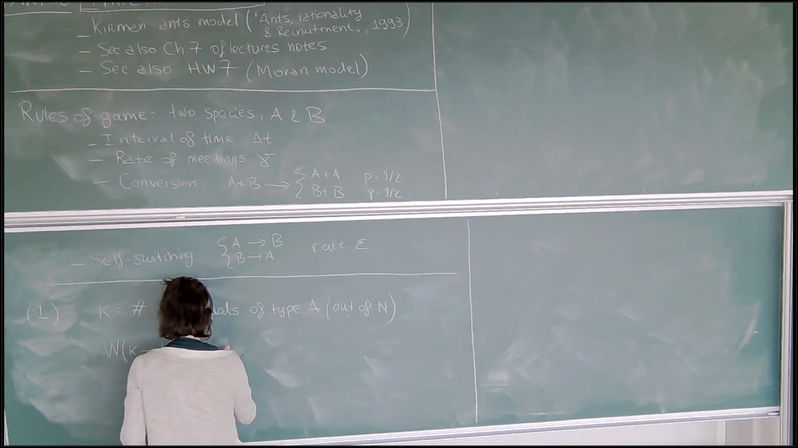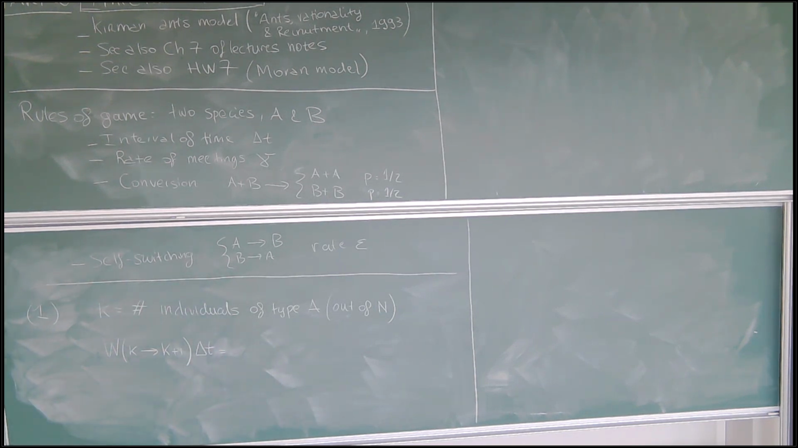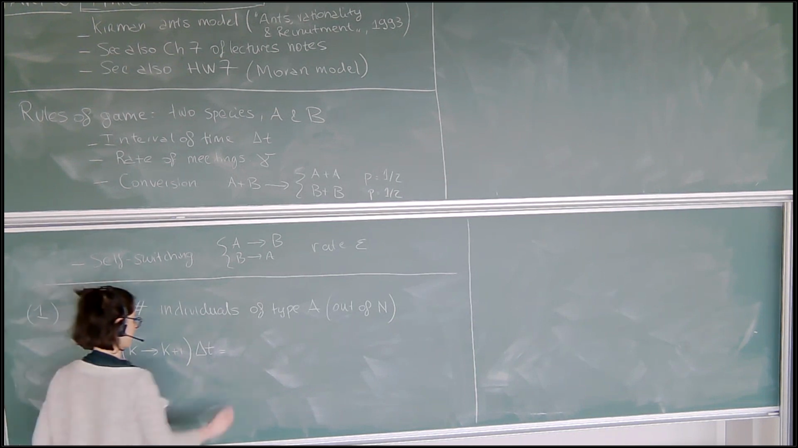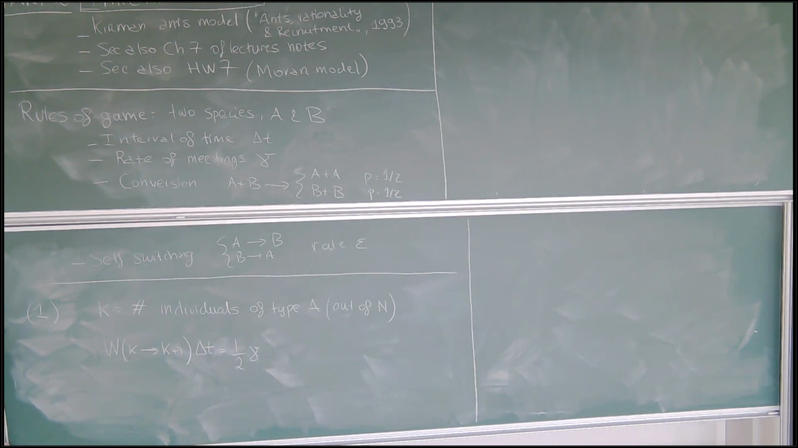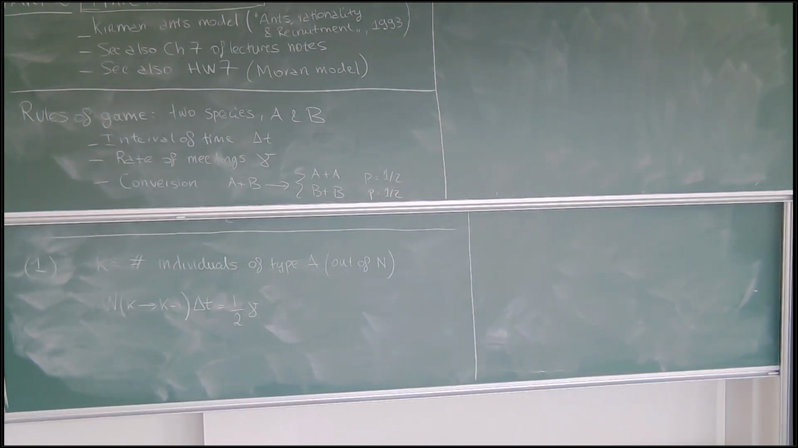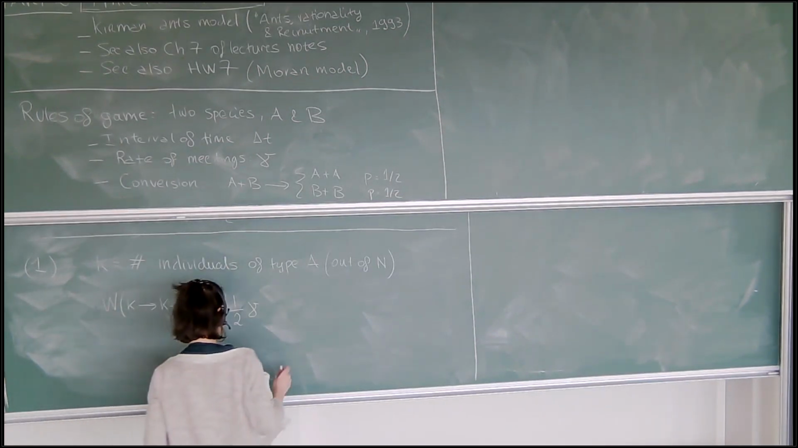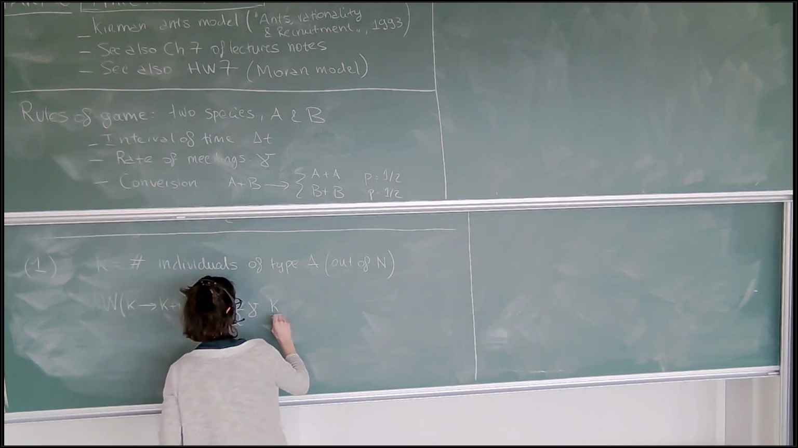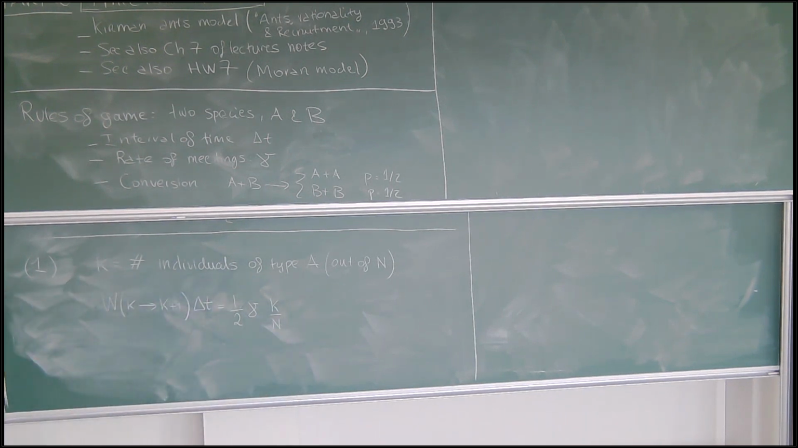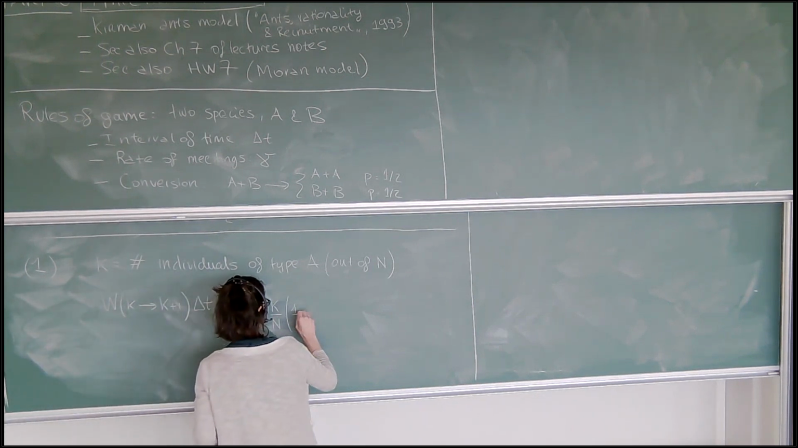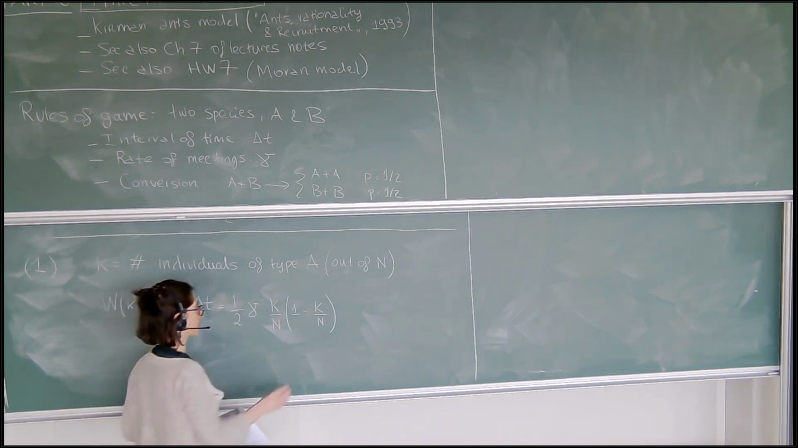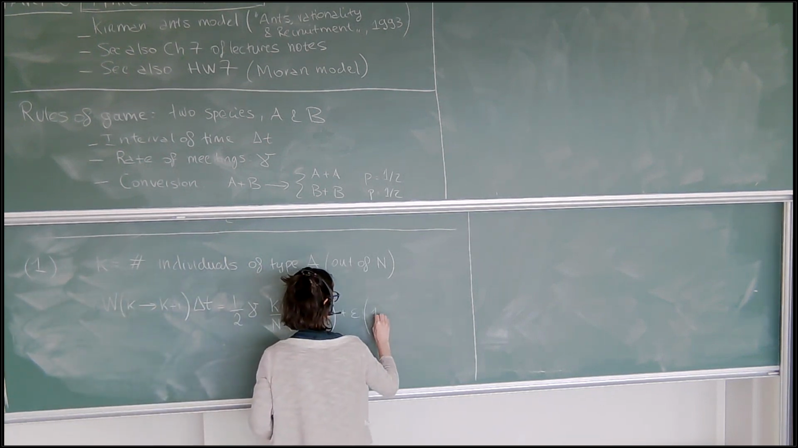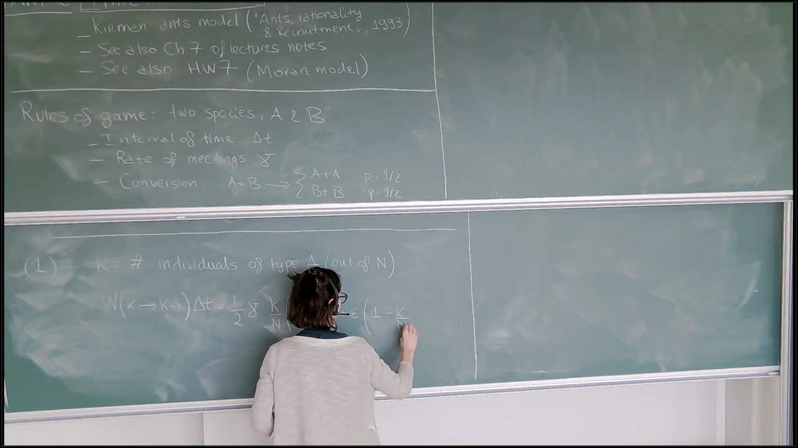So what is this rate? This is given already in the text. Let me write it in a slightly different way and comment. So this is 1/2 times gamma, and then you have phi, which is defined as a fraction. I will write it as k over capital N, times 1 minus k over capital N, plus epsilon times 1 minus k over capital N.